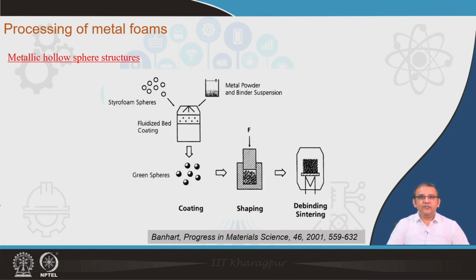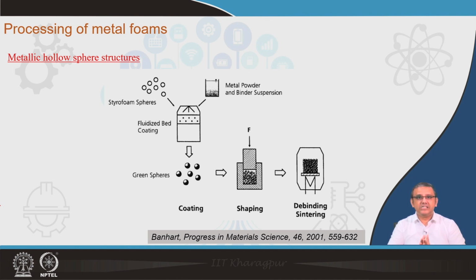So, the basic flow chart for fabricating the porous metals or metallic hollow sphere structures is shown in this slide. As you can see, the process starts with styrofoam spheres. These styrofoam spheres are easily available in the market, and they are first coated with the metal powder and binder suspension. That means, initially a suspension is created with the metal powder and some binder, and then this suspension is coated on the styrofoam spheres.